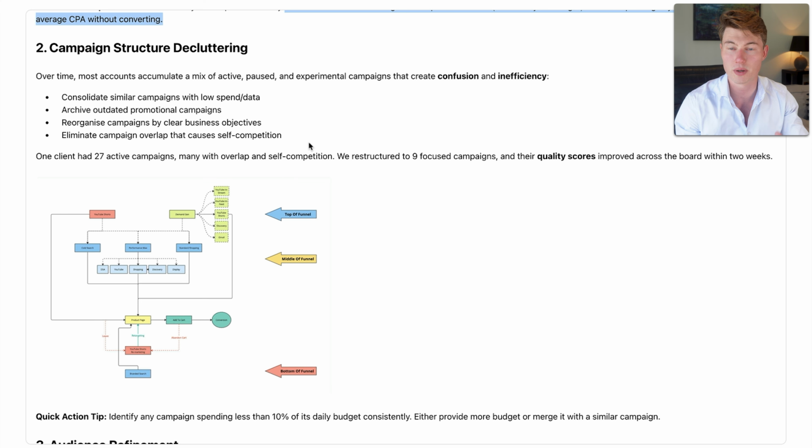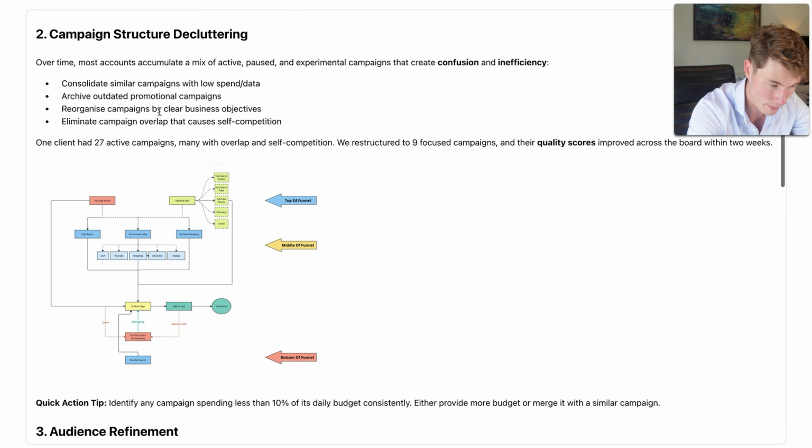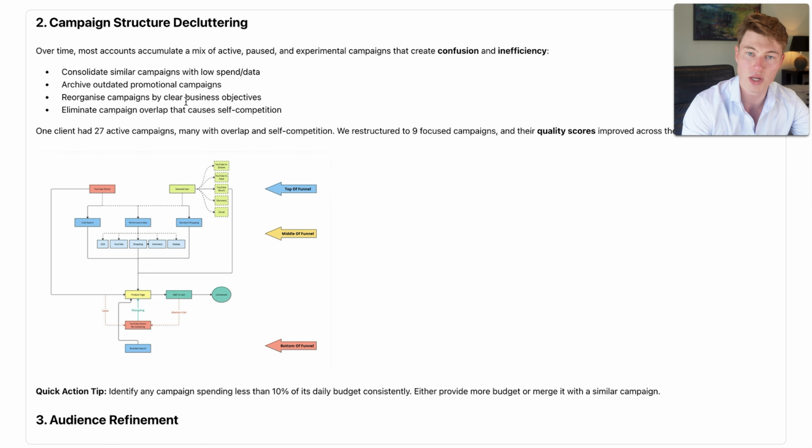Now, Google works by storing data at campaign level. So if you have a ton of different campaigns, then you're fragmenting your data into a ton of different places. It's not good. You want to consolidate by removing campaigns that have low spend and data and don't have a really distinct purpose. You want to obviously pause outdated promotional campaigns. You want to reorganize campaigns with clear business objectives.